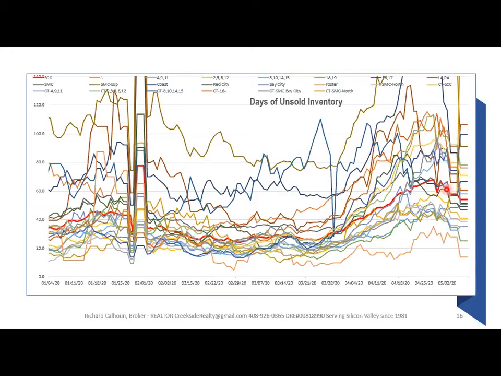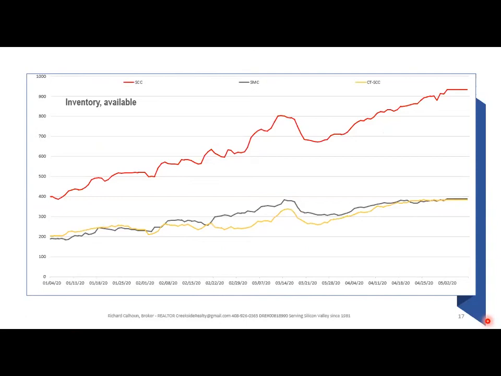Here is the all 22, which is hard to see, but I do this so people can pick out their favorite color, probably more likely when they print it out or view it on their screen. Here's your available inventory. Again, you can see the raw numbers drop down, steadily increasing. But in a normal year, we would have been increasing from up here before this drop. We're now increasing from down here.